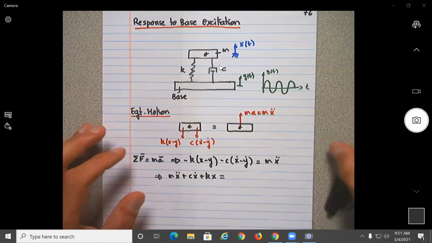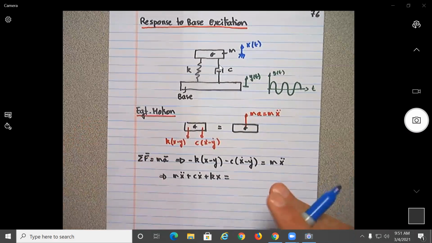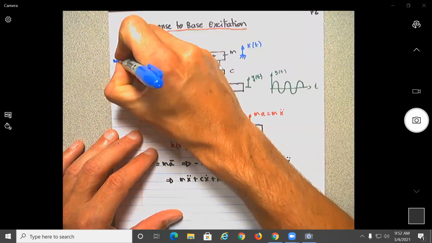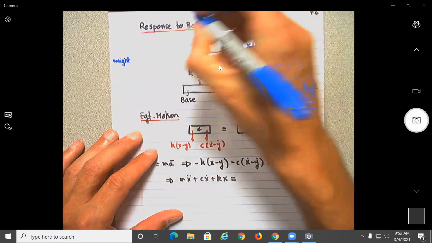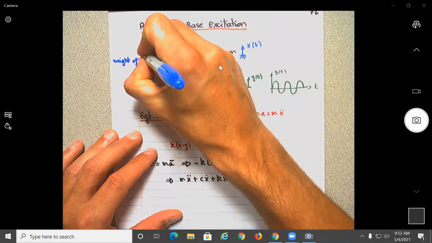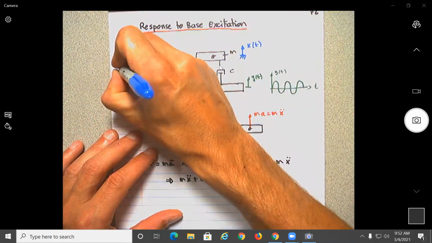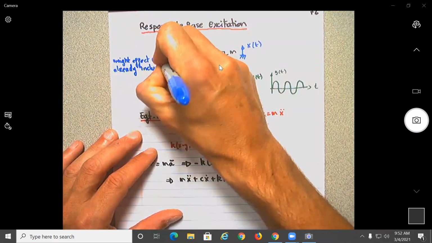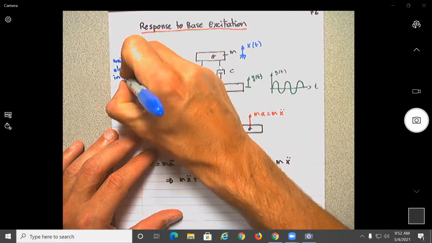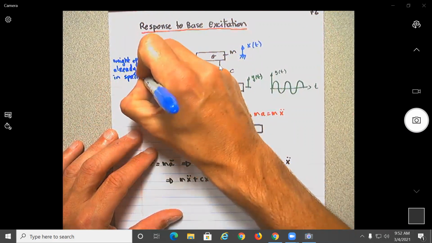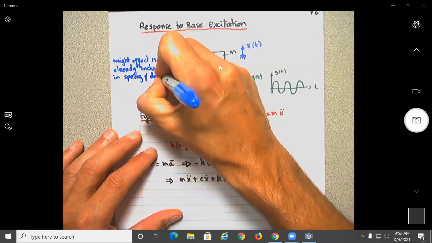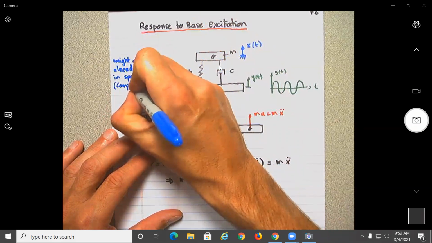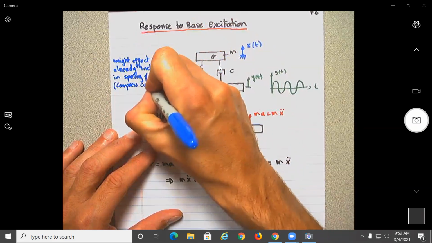Let me write it down since you asked. Weight effect is already included in spring and damper. Let's say this will be the compressed case.